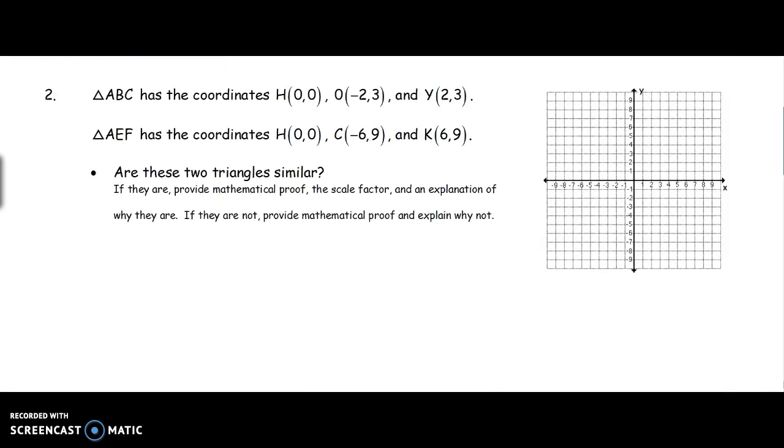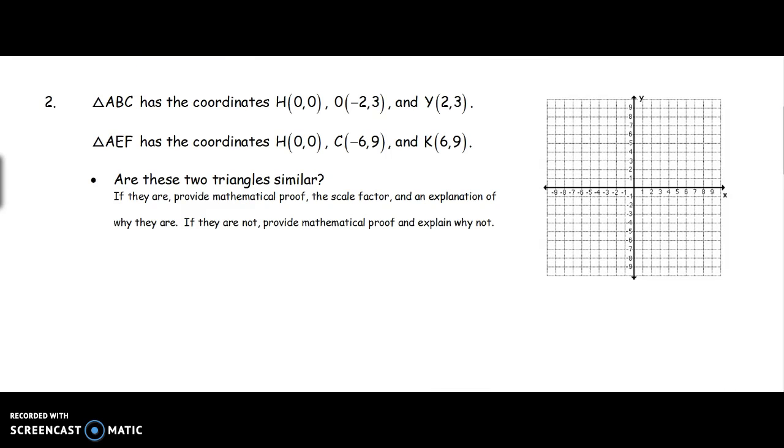The next one gets a little bit more difficult. I apologize that I did not change these on the video, but they are changed in your notes. So this is triangle HOY, and this is triangle HCK. Okay, so they are changed in your notes, just not in the video. So what we need to do is first graph these two triangles. So H is at 0, 0. O is negative 2, 3. And Y is 2, 3.